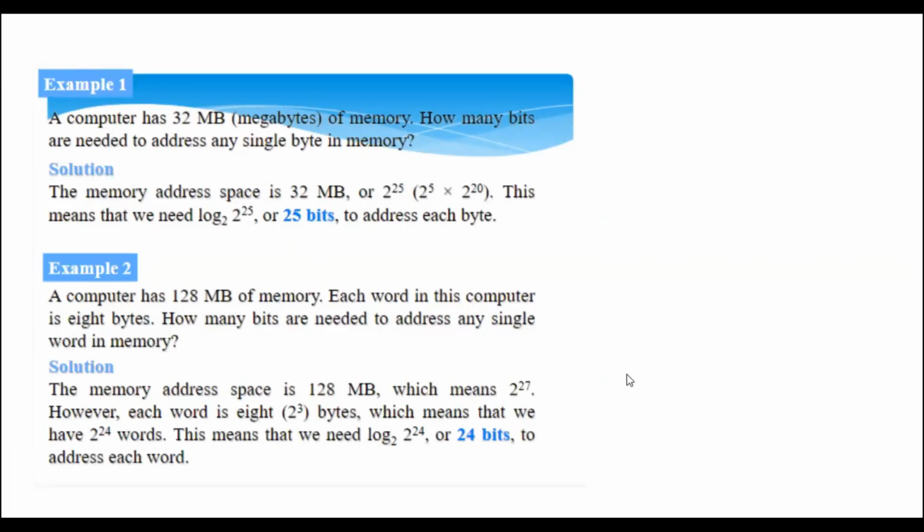Another example: a computer has 128 MB of memory. Each word in this computer is 8 bytes. How many bits are needed to address any single word in memory? The solution: the memory address space is 128 MB, which means 2 raised to 27. However, each word is 8, or 2 raised to 3 bytes: 1, 2, 4, 8. So this means that we have 2 raised to 24 words. This means that we need log base 2 of 2 raised to 24, or 24 bits, to address each word.